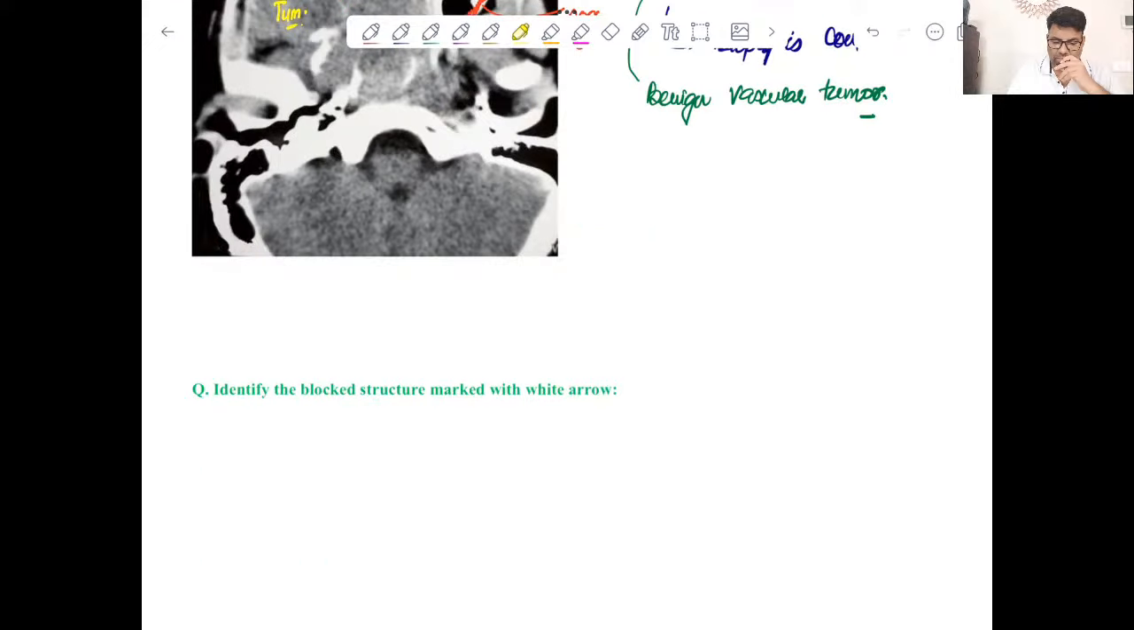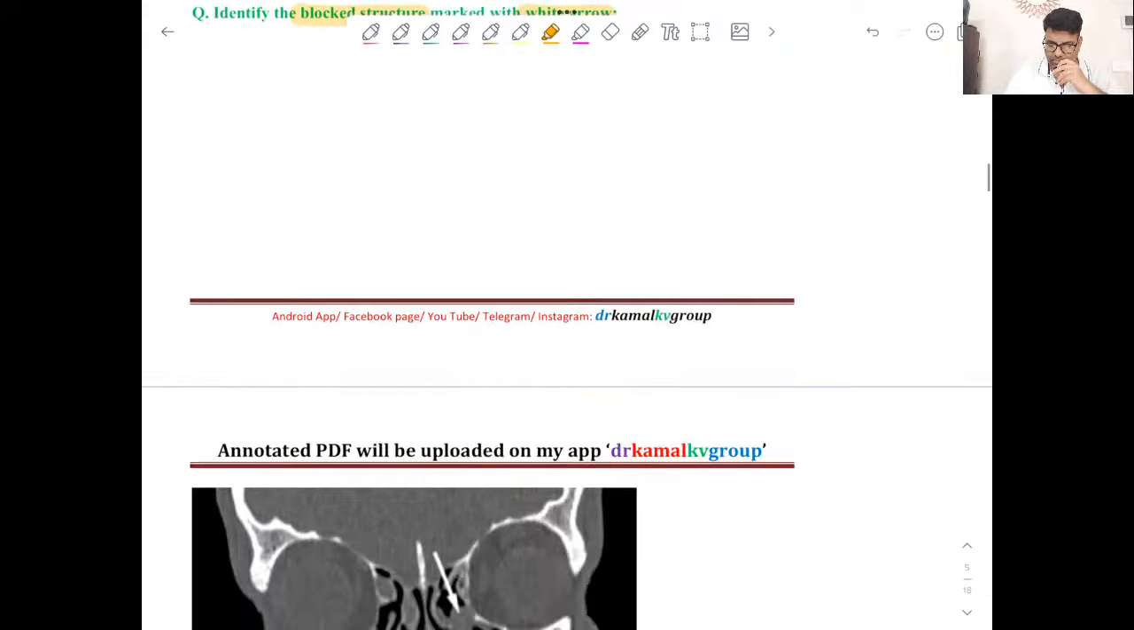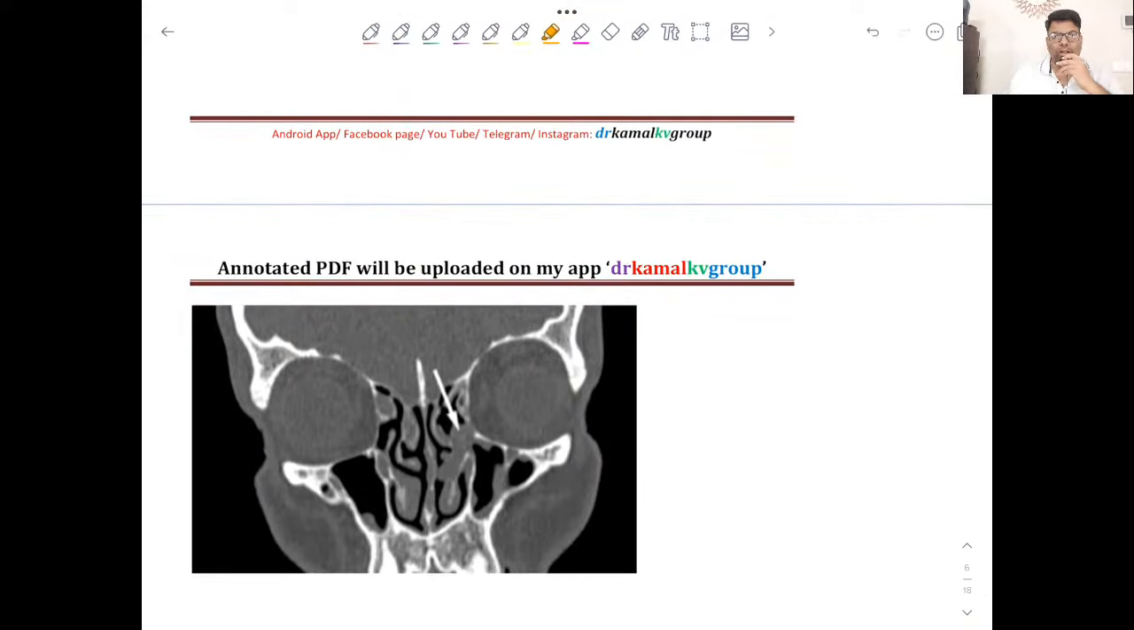Now there was another image in which the students were supposed to identify the blocked structure, which was marked with a white arrow. So this was a coronal CT scan, right? This is a coronal CT scan, and the arrow was here. This is the point where the arrow was marked. Now the students were supposed to identify which part is blocked anatomically.